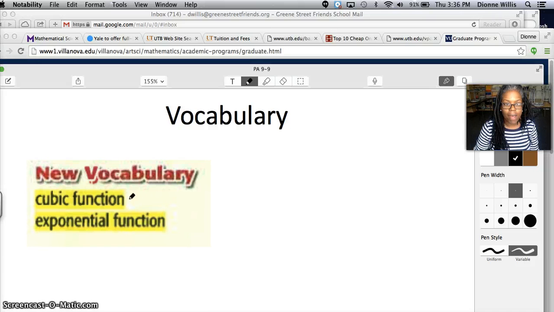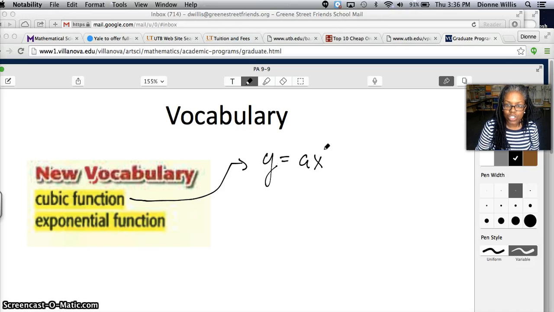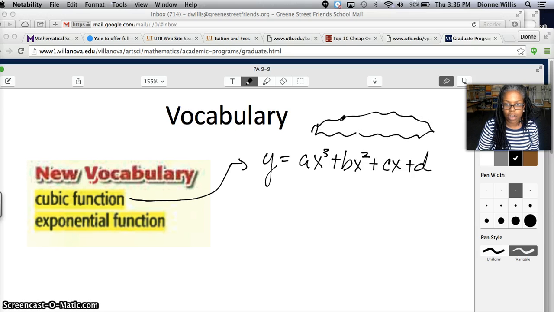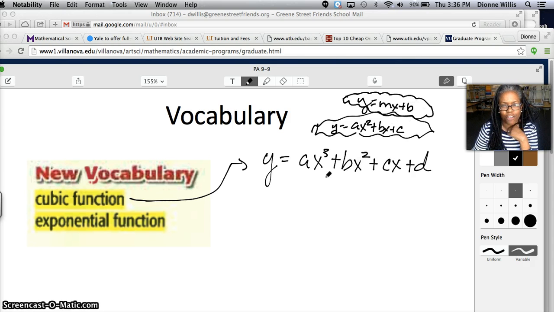When we talk about a cubic function, it is a function that has its form as y equals ax cubed plus bx squared plus cx plus d. And hopefully this is somewhat reminiscent of the quadratic function, which we remember to be y equals ax squared plus bx plus c, or even the linear equation y equals mx plus b, right? If you notice, there's a definite similarity here.